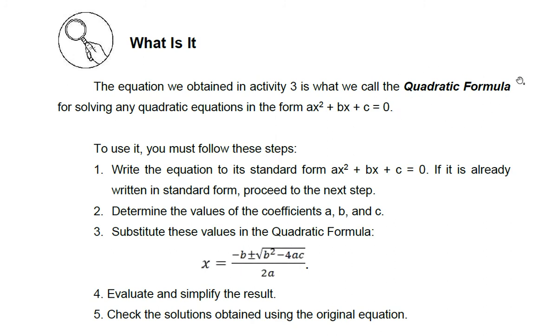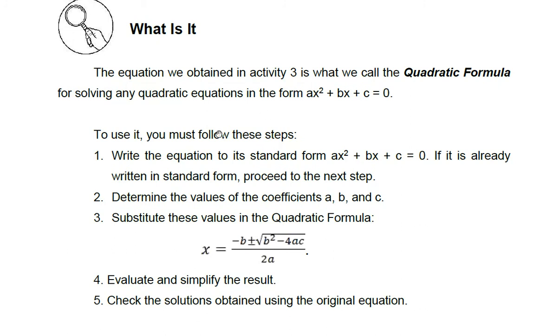There, it is shown how the quadratic formula was derived. So for solving any quadratic equation in the form of ax squared plus bx plus c equals 0, to use it, you must follow these steps. The formula is easy. You need to identify the values of a, b, c from the standard form. Step number 1, write the equation in its standard form: ax squared plus bx plus c is equal to 0. If it is already written in standard form, proceed to the next step.